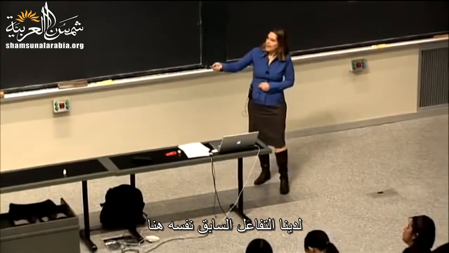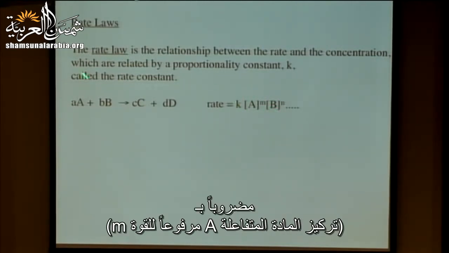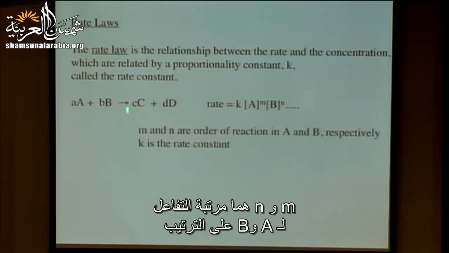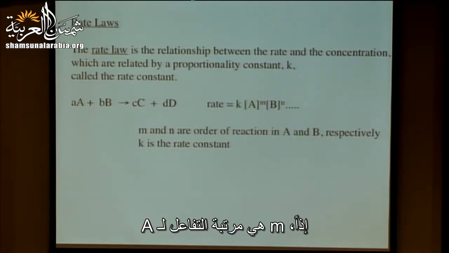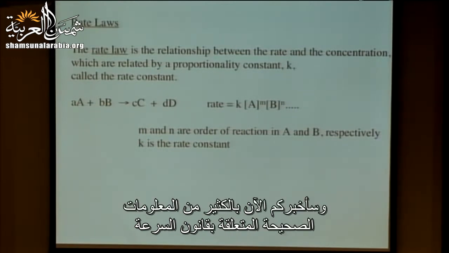So if we had that same reaction here, we could also write that the rate is equal to a rate constant times the concentration of your reactant A raised to a power m and B raised to a power n. Here, m and n are the order of the reaction with respect to A and B respectively. So m is the order of the reaction in A, and n is the order of the reaction in B. And our small letter k here is the rate constant. So that would be an expression for a rate law. And now I'm going to tell you a lot of things that are true about rate laws.